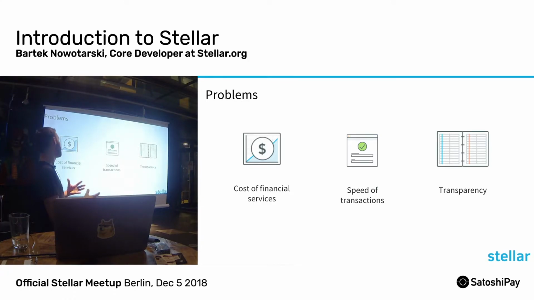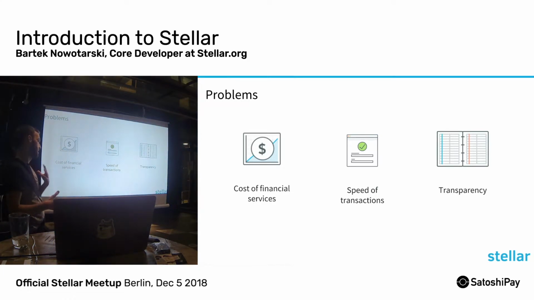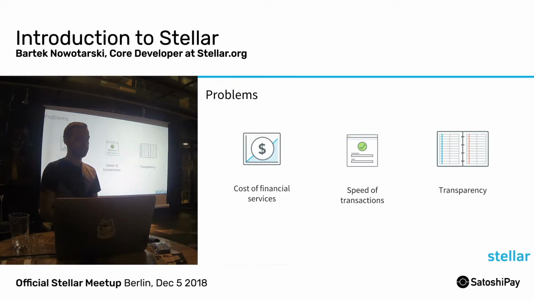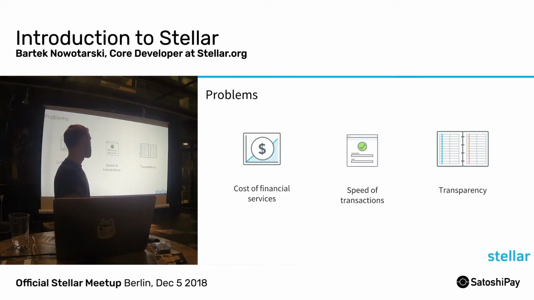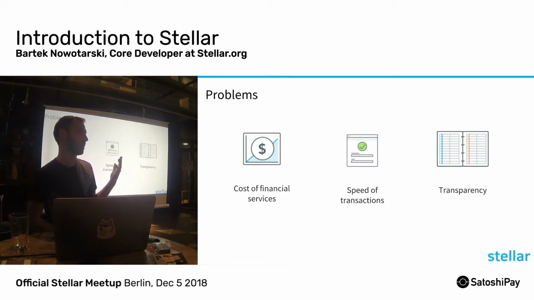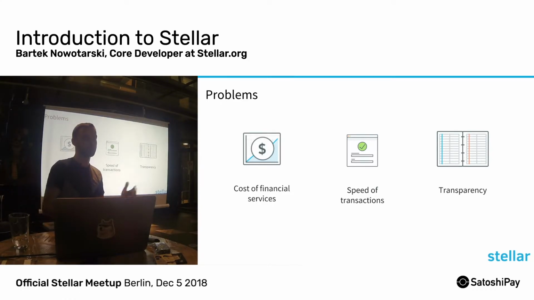So there are three main reasons why Stellar actually exists. So the first reason is the cost of financial services. If you have ever sent money across countries, you probably know that the cost of international transfers is really high. Sometimes it's actually connected to speed. It's expensive, but it's also super slow. If you want to speed it up, you need to pay an extra fee to actually make a transaction from, let's say, the United States that comes to Europe the next day, not 2 days from now.